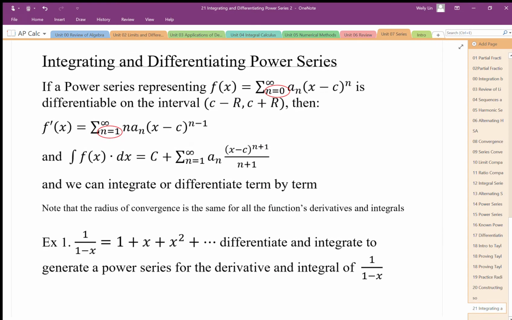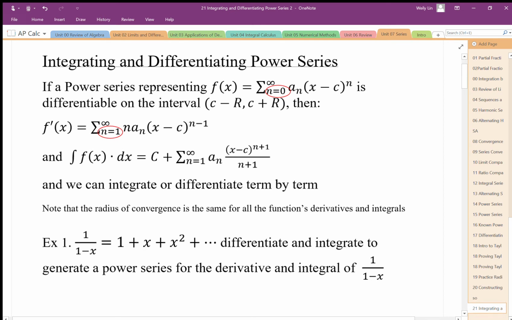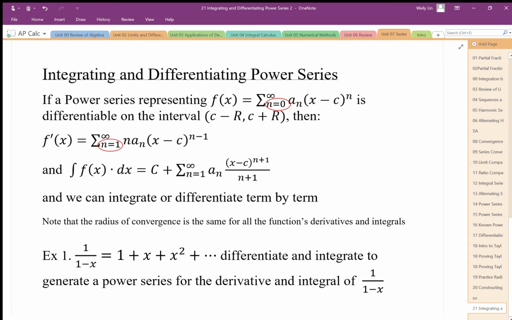So we're going to just practice integrating and differentiating some of these power series. And again, these power series are really easy to integrate and differentiate because these are just polynomial powers, and we can just apply our power rule when we differentiate, and we can apply our power rule when we integrate.